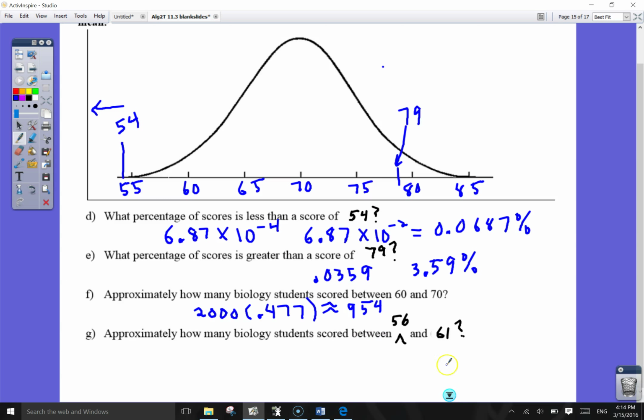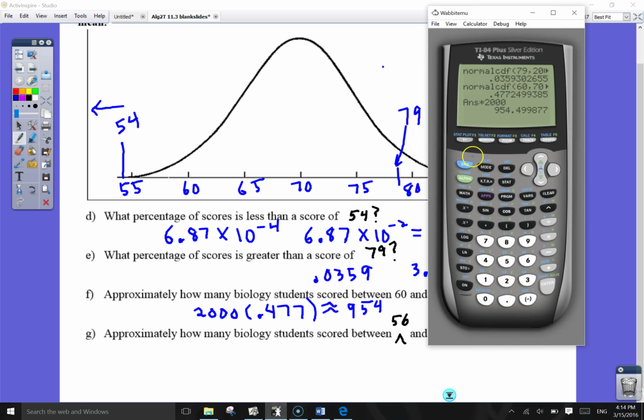And then one more. Approximately how many scored between 56 and 61? Second vars 2. 56, 61. The rest is the same. 0.033, right? So now we've got to multiply that times 2,000. 66.75, let's call it 67 students.